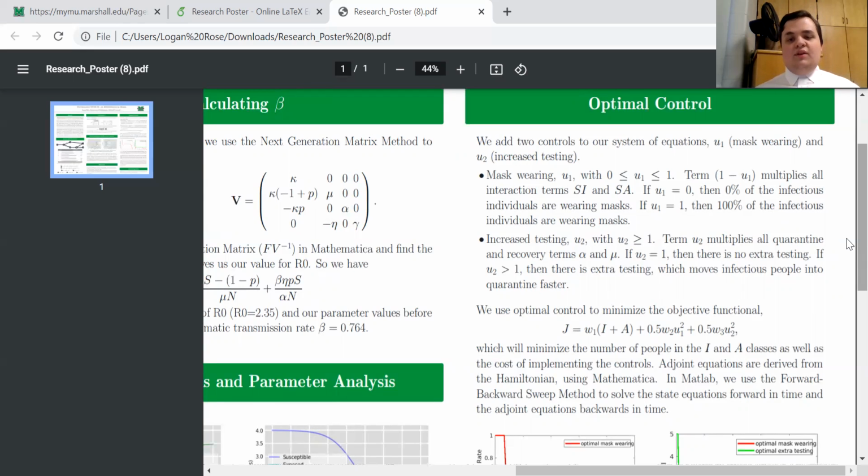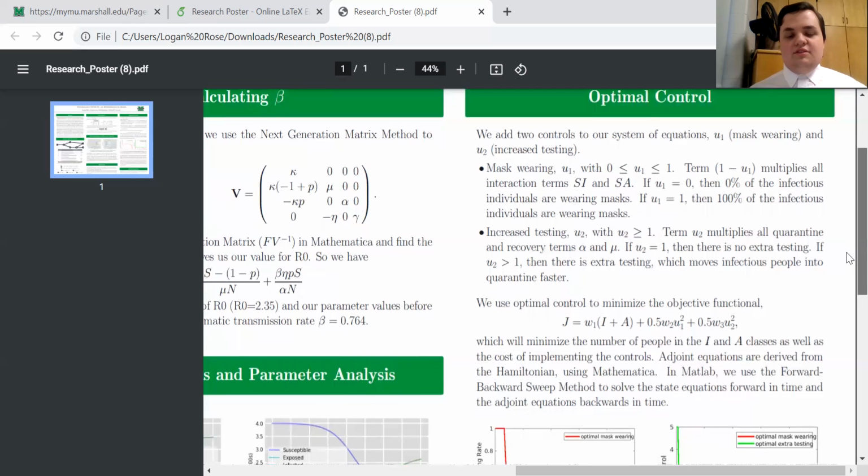So to that end, we calculated a set of adjoint equations in a software known as Mathematica. And then using MATLAB, we solved the state equations, our original equations, forward in time, and then the adjoints backwards in time. And this gives us the following results.